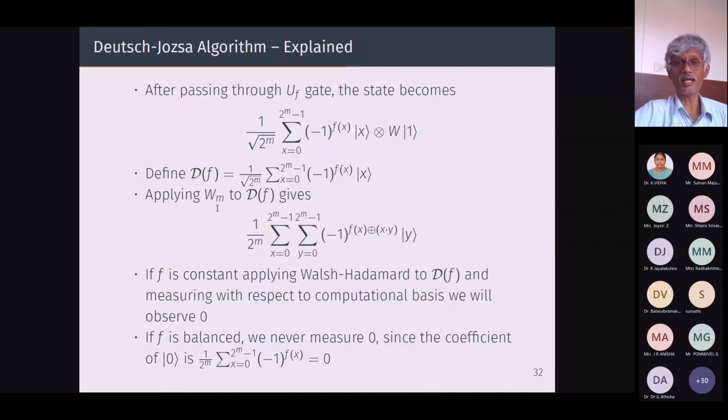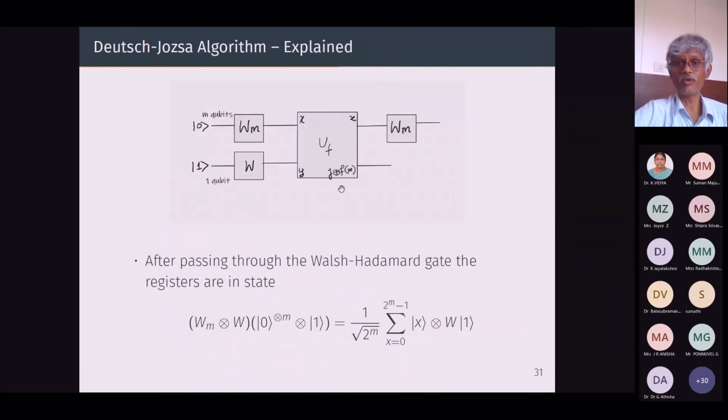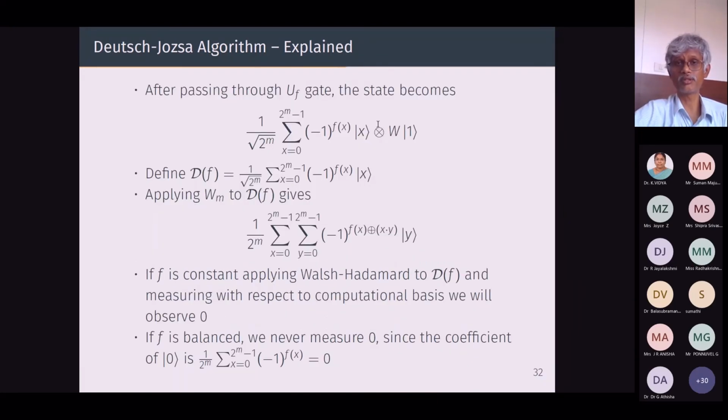When you apply W, we are just following this. You apply W m to this output after UF, discarding the second register, and then taking W m of this D of f, we get this double summation. If f is a constant, applying Walsh-Hadamard to D of f and measuring with respect to the computational basis will give you 0. If f is balanced, we never measure 0, since the coefficient of ket of 0 is 0.